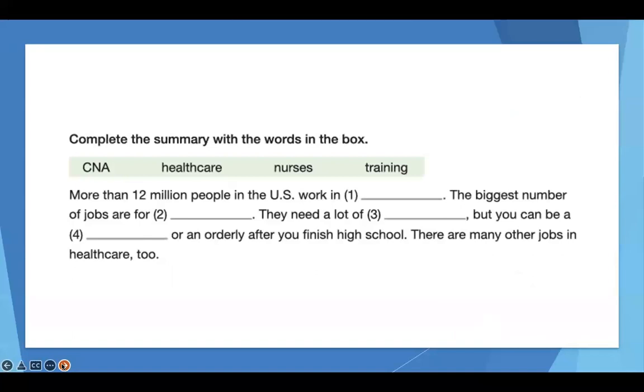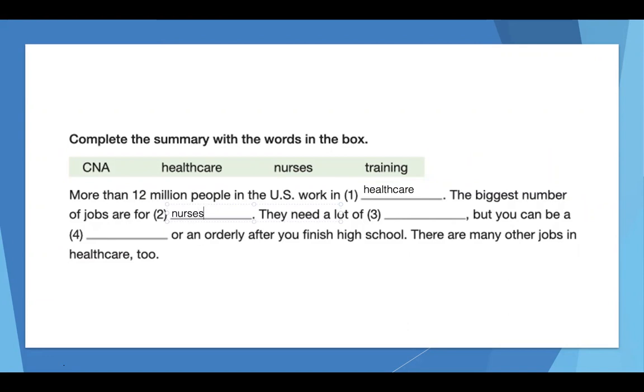All right, now we have fill in the blank. More than 12 million people in the US work in one. Is this going to be CNA, healthcare, nurses, or training? From the reading, we can remember this is healthcare. The biggest number of those jobs are for, and again in the reading, we saw nurses, because nurses can work so many different places.